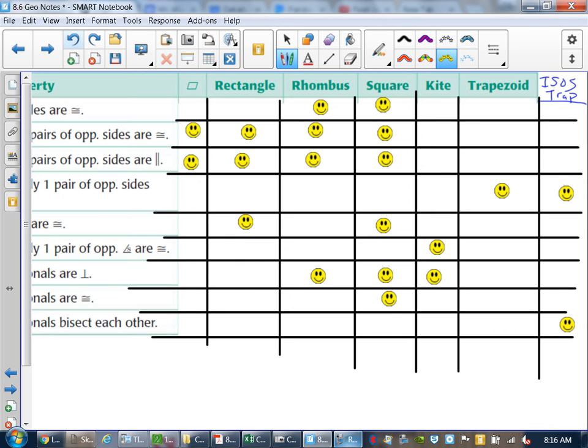So we have isosceles trapezoid, square, and diagonals bisect each other was the rhombus. No, not rhombus. I'm sorry, I read the wrong line. We're doing diagonals are congruent. So diagonals were congruent in the square, the rectangle, and the isosceles trapezoid. And then the last was the diagonals bisect each other. Rhombus? All the parallelograms. Okay. All the parallelograms, the diagonals will bisect one another.